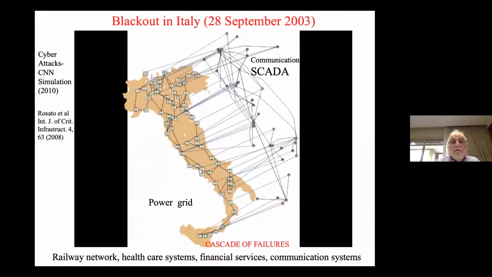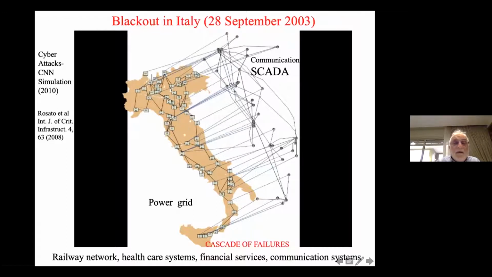Another example of motivation is in Italy, where there was a blackout on September 28, 2003, where failures in the power grid led to failure in the communication system that controlled the power grid, the SCADA. This was studied by Rosato in 2008, and he found that there was cascading: failure here led to failure here, and back to failures here.